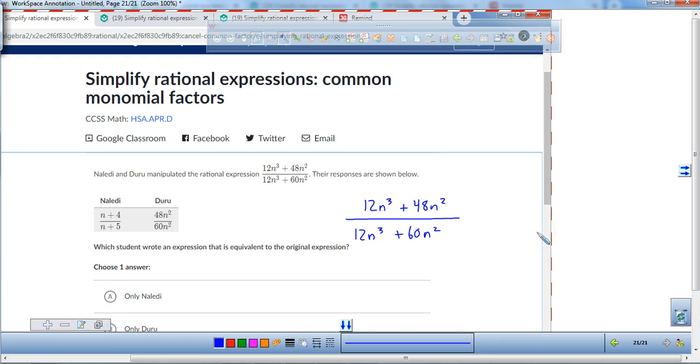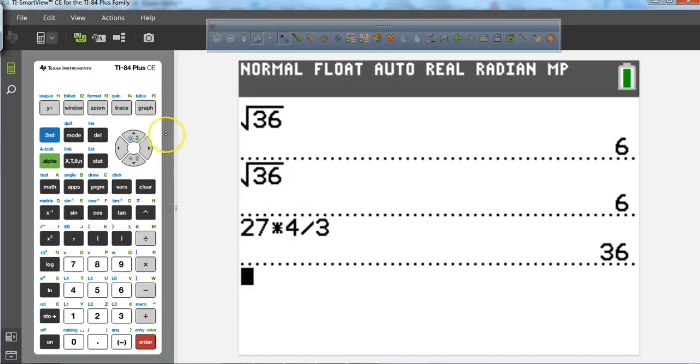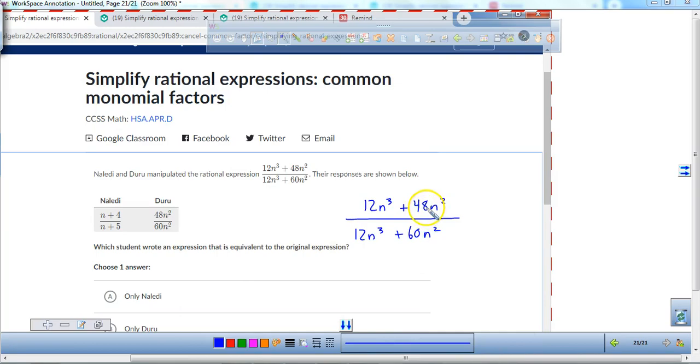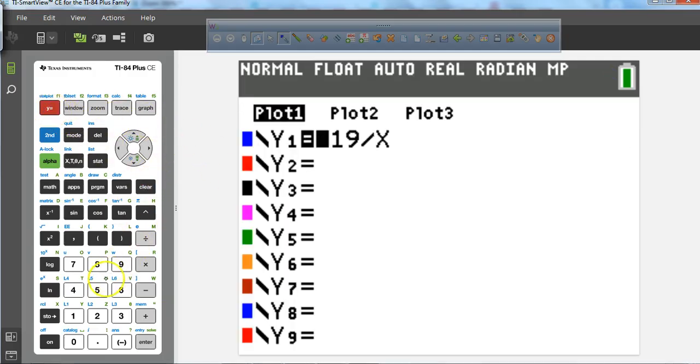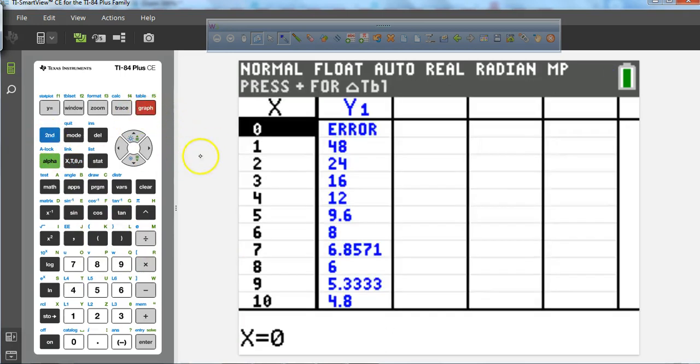Now, if you don't know your multiplication facts, something you can do with the graphing calculator is, for example, if you wanted to find all the factors of, say, 48, just go to your calculator. I'll clear this out. Hit y equals 48 divided by x and create a rational expression. And then check the table, and you'll find the numbers right here: 1 and 48, 2 and 24, 3 and 16, 4 and 12, 6 and 8. All of those are your factors of 48.